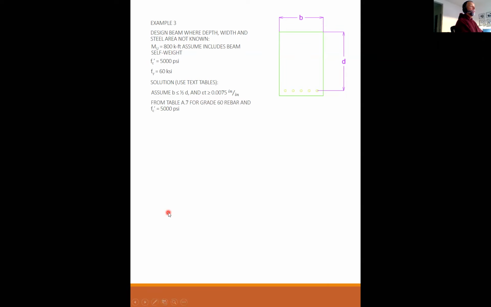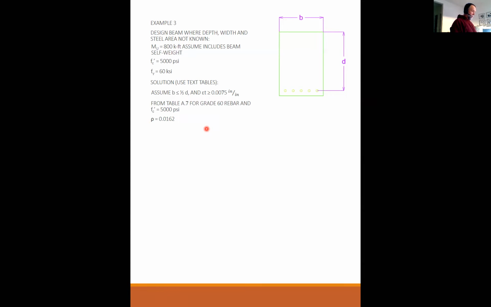From table 8.7 for grade 60 rebar and f'c equals 5,000, rho is 0.0162. I should add at epsilon sub t equal to 0.0075.